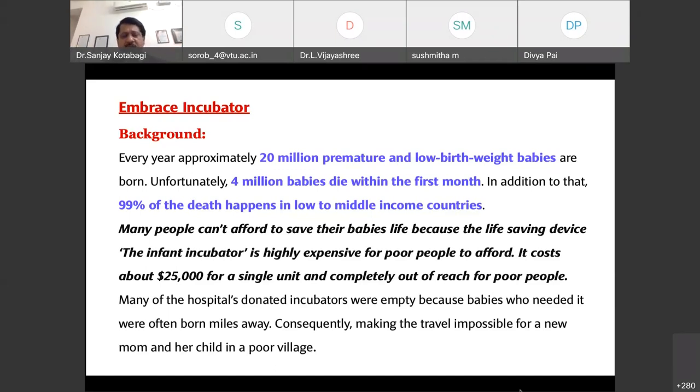See here, the background for this is that around 20 million premature and low birth weight babies are born every year across the globe. And unfortunately, 4 million babies die within the first month because of what? Because of the requirement of the infant incubator. Otherwise, they cannot afford to save their babies because of non-availability, and it is highly expensive, because each incubator would cost $25,000, which is completely out of reach for the economically weaker section. But at the same time, there are many people who would donate to the hospitals. But everybody cannot reach the hospital because they stay in remote places.